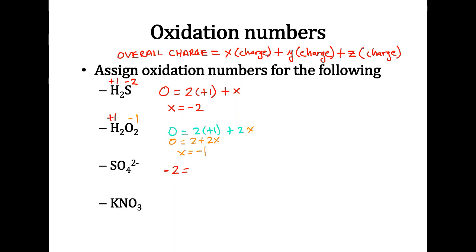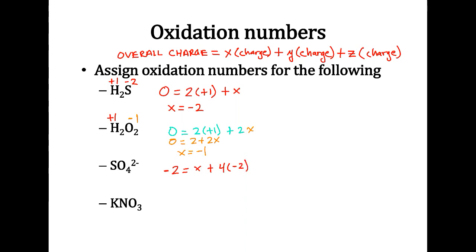So negative 2 equals, well, do we know the oxidation number on sulfur? Well, it was negative 2 on a previous example, but we don't know for sure. So that's what we're going to try to solve for, because it looks like here sulfur is going to be behaving as the cation, or whatever is going to be giving up the electrons. So we only have one sulfur, so we'll call that X, plus how many oxygens do we have? We have 4 oxygens, each with a negative 2 charge.